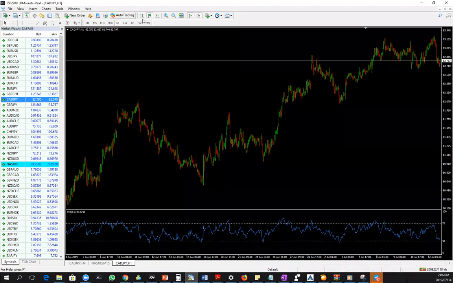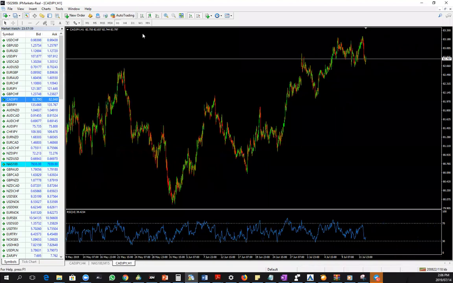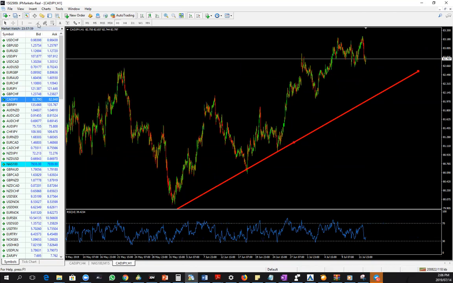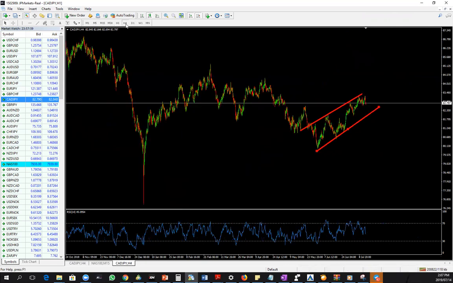We have been taught that these are trend lines. We've been taught to analyze charts using trend lines and saying that this means that this is an uptrend, and the opposite way around. If this thing goes down, this is a downtrend.